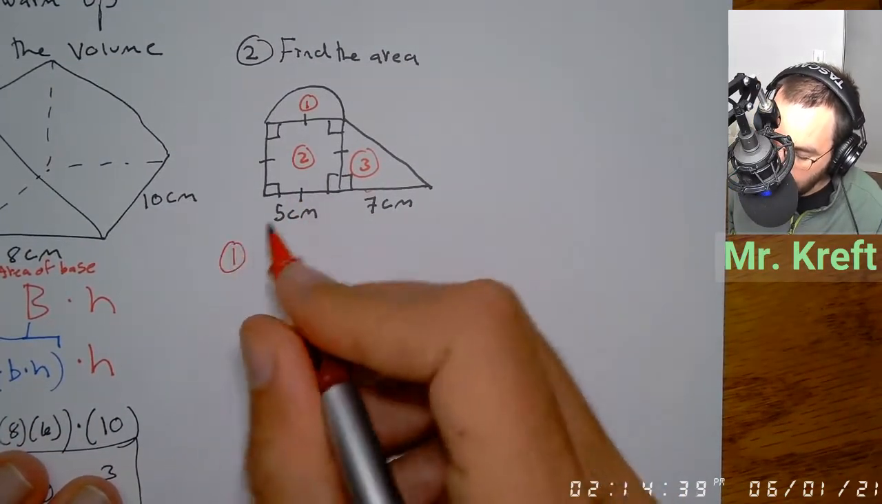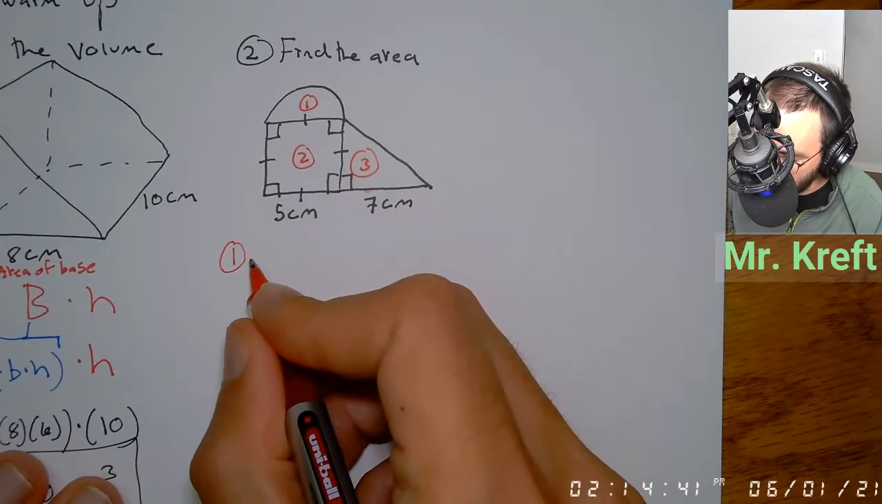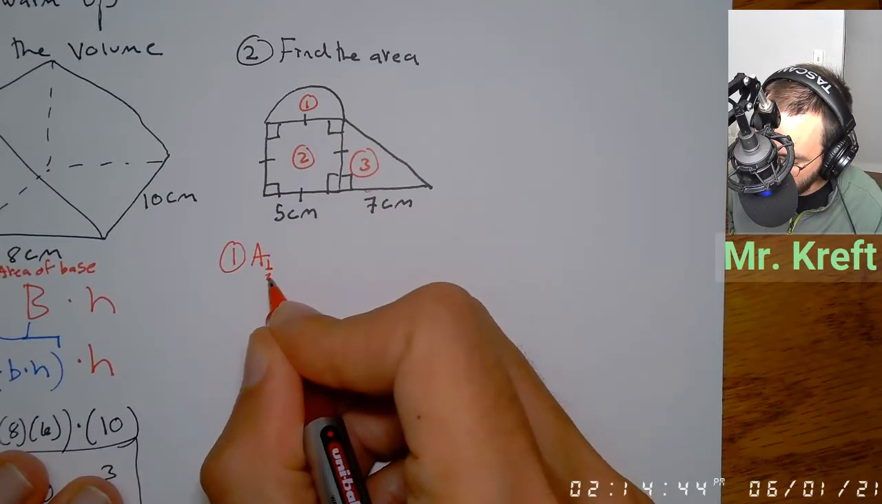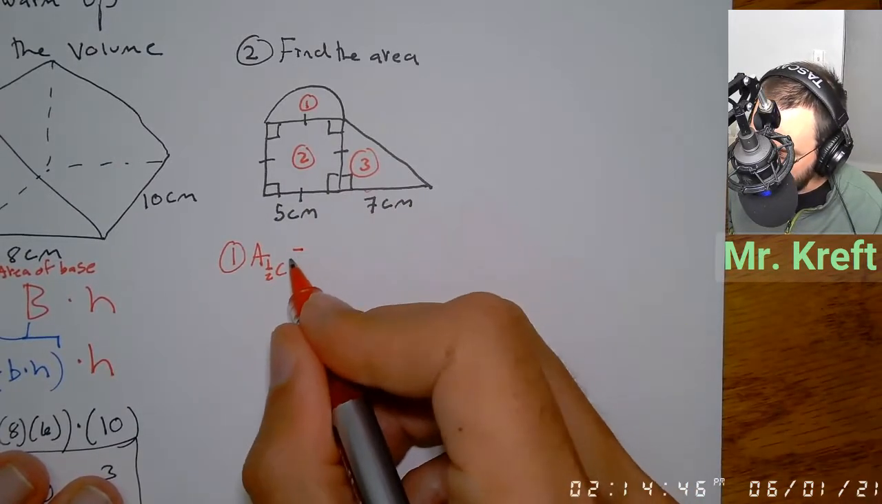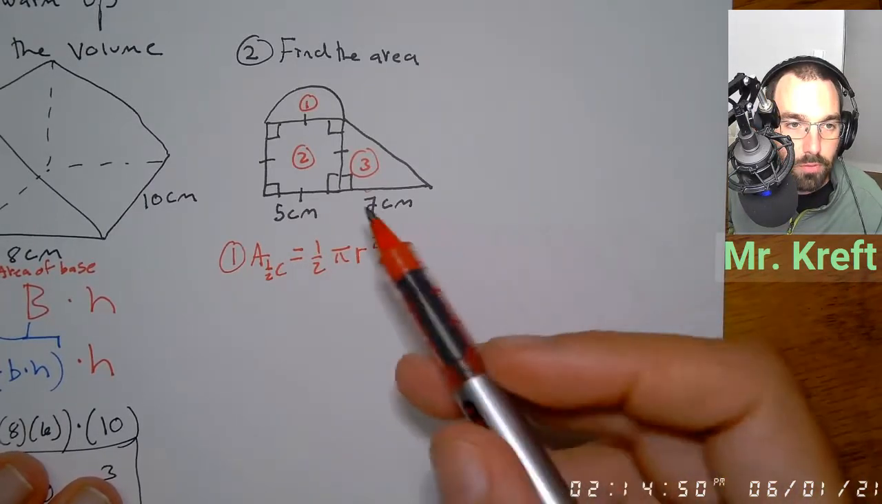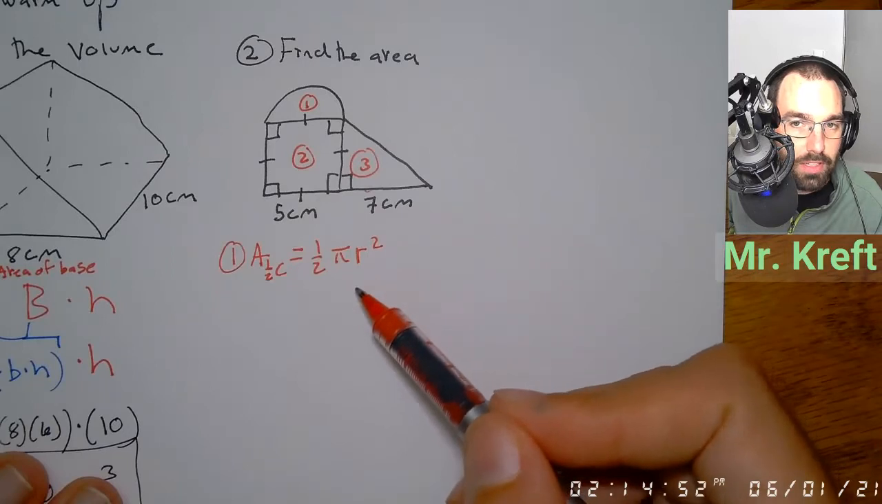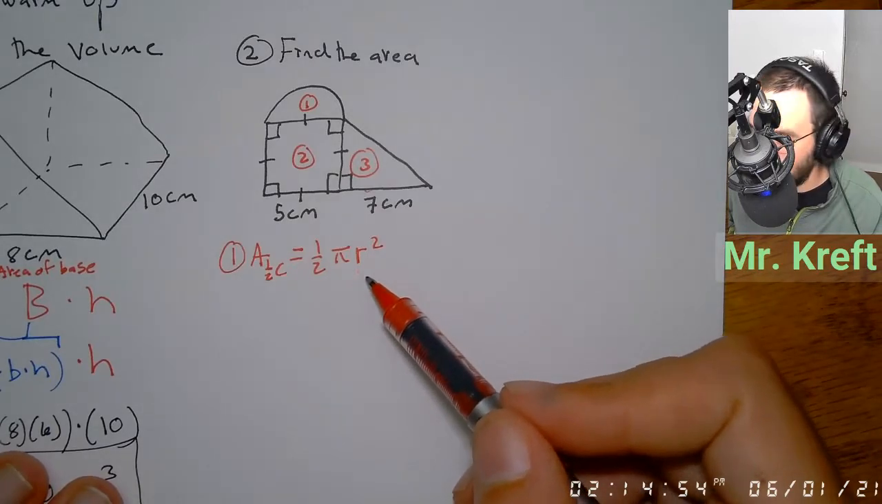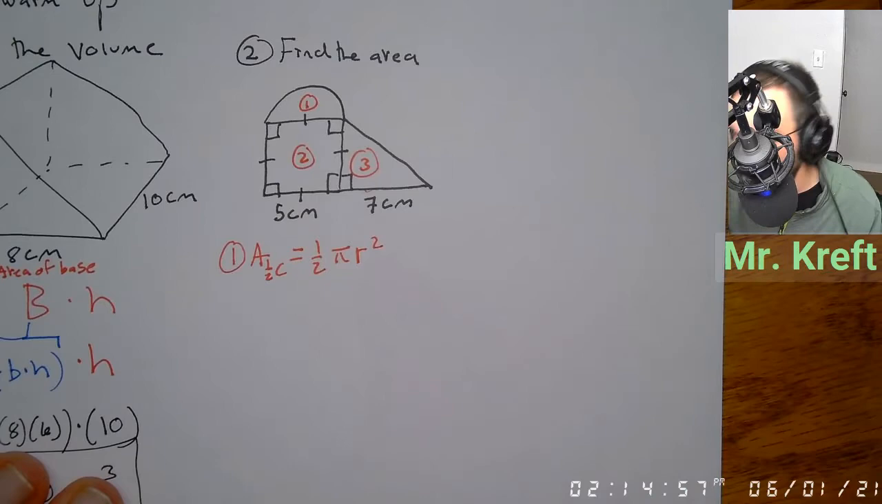Okay, so let's start with the first one. So the first one is a half circle. So we're going to find the area of a half circle. So that's going to be 1/2 the area of a circle. So the first thing we need to do, right, there's only one thing when it comes to finding area of a circle, and that's the radius.